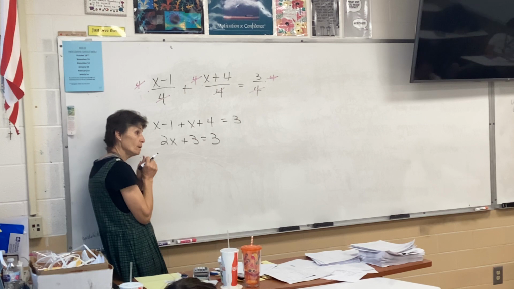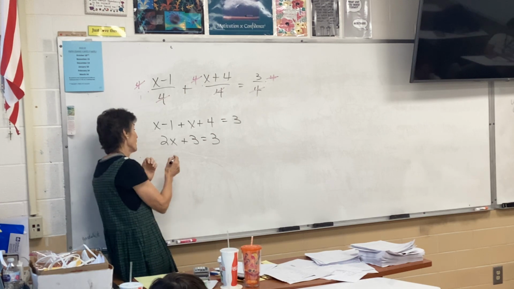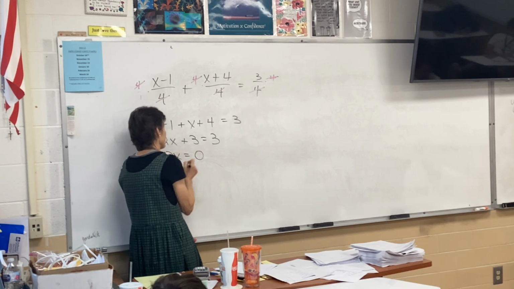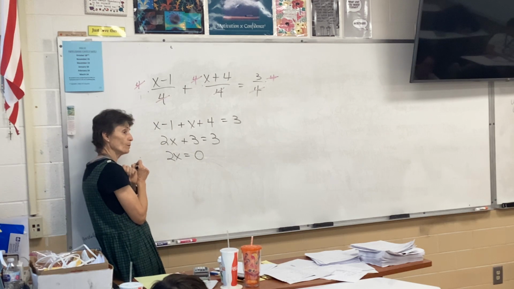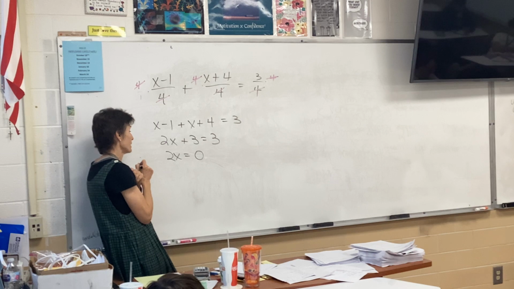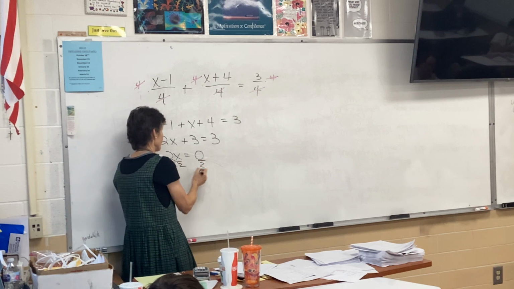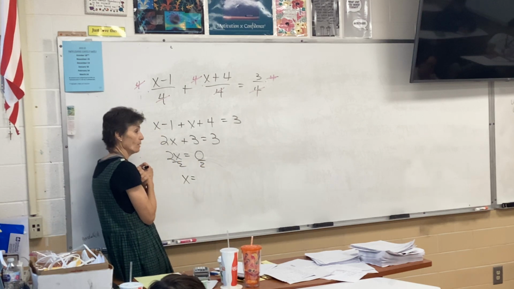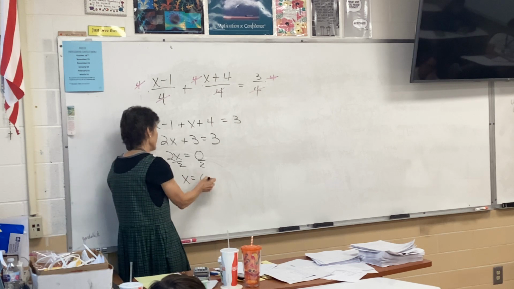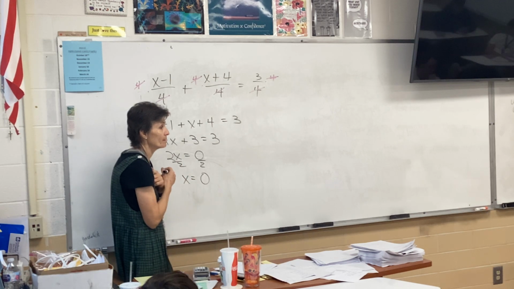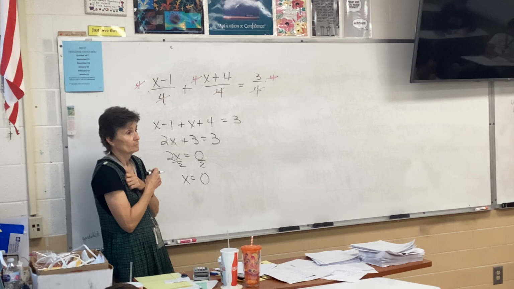So then we will minus the 3. Don't worry, 0 is fine. It's not in the denominator, that's when it would bother me. And then divide by 2. What's 0 divided by 2? 0. Done. There's your answer. The answer to the problem is 0.